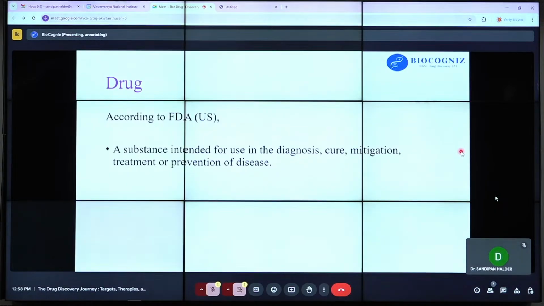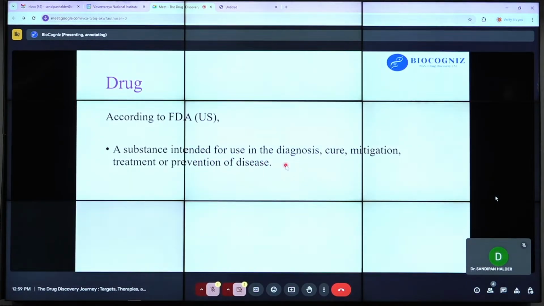Okay, so we are all talking about drugs, so we should also know what a drug is. There are a lot of definitions. If you just Google, you will get a lot of definitions for a drug. But according to the US FDA, a drug is a substance intended for use in the diagnosis and cure, which is where we are majorly focusing, and also to mitigate the effect, so reduce it, or for treatment, and sometimes for prognosis, as a preventive method.